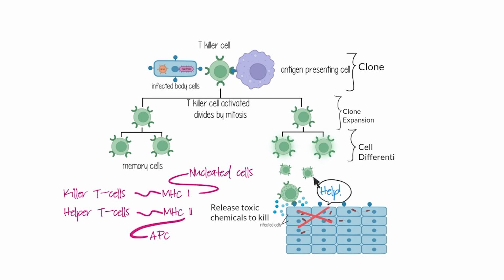This is especially helpful for those type of pathogens that like to hide inside of our cells so they can avoid other types of immunity. But this way, the killer T cells can still get to them and destroy them. So the killer T cells help us to deal with those pathogens that have already invaded the cells.